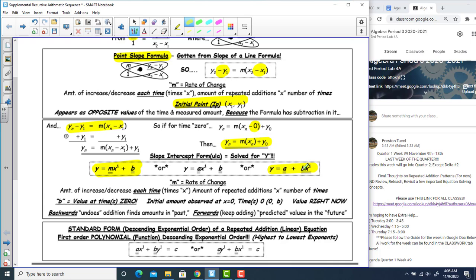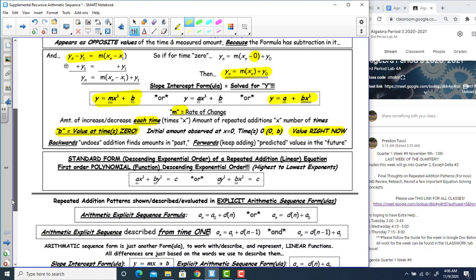Remember, subtraction is the same as adding the opposite. The rate of change m is telling us how much it's going up or down each time over and over again. B, the beginning amount, is the value at time 0. It's the initial amount in all repeated addition patterns in slope intercept form, again, evaluated at time 0. That would be right now, not suspecting that we're looking at a point in the future and working backwards, or a point in the past and working forwards, just right now at this particular time.